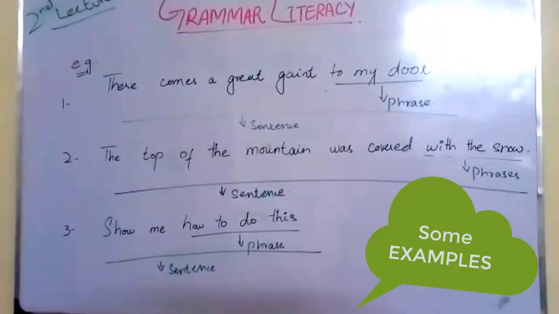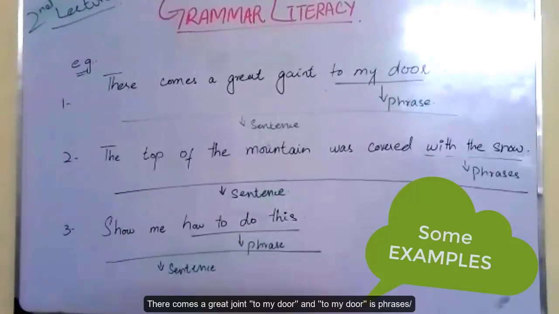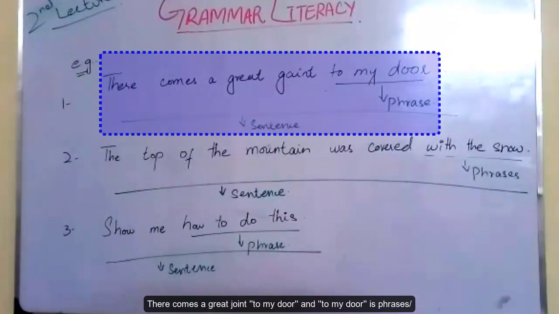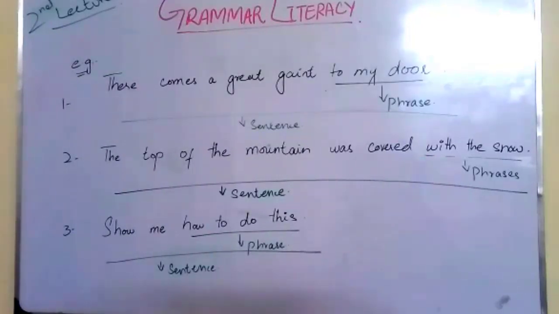Here are some further examples we are going to discuss. The first one is, there comes a great giant to my door. To my door is a phrase, and the whole sentence is there comes a great giant to my door, or here comes a great giant to my door.